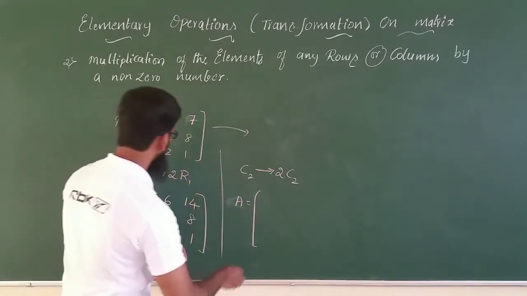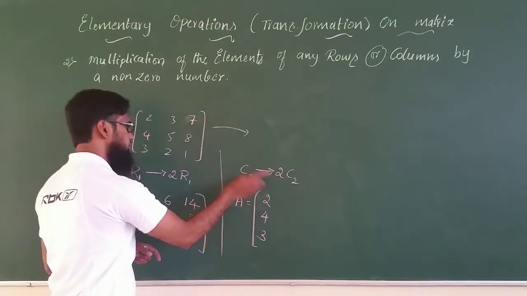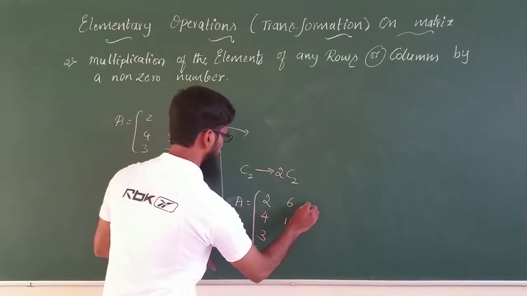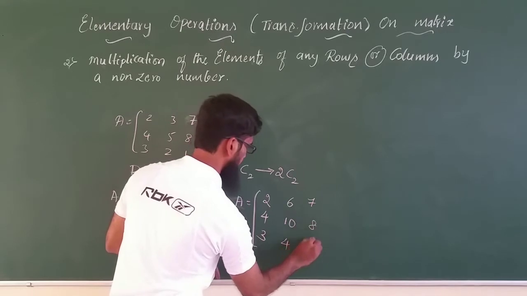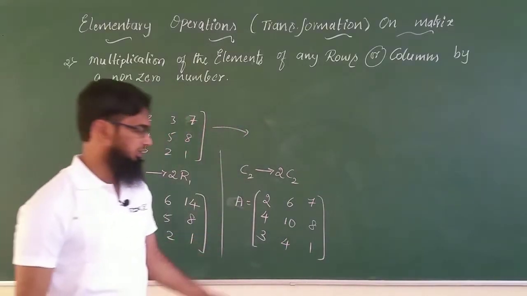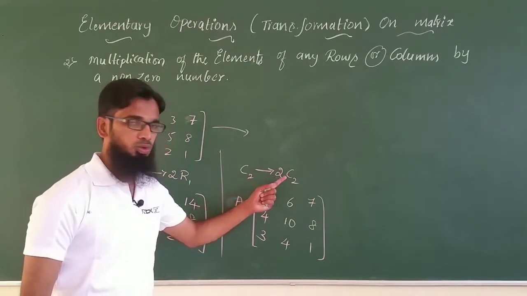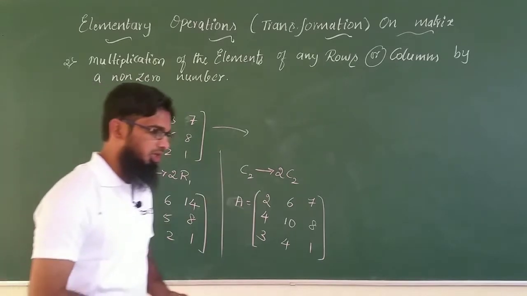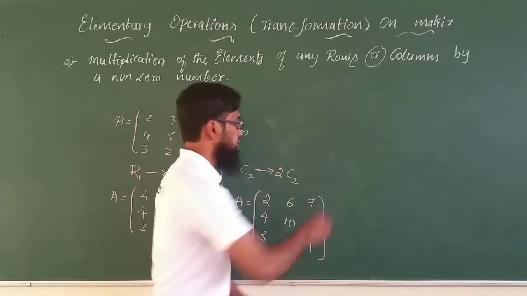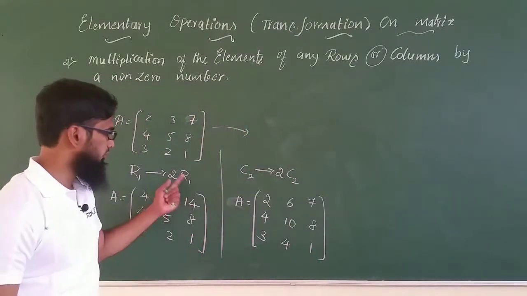C1 and C3 remain the same, there is no change: 2, 4, 3. Only the second column elements are multiplied by 2, it becomes 6, 10, 4. The C3 elements remain the same, we are not doing the operation for them. This is the matrix we get when we apply the second elementary operation, that is C2 changes as 2C2. So we can multiply any non-zero number for the rows as well as the columns. This is a very important second elementary operation, which is applicable for the rows as well as the columns.